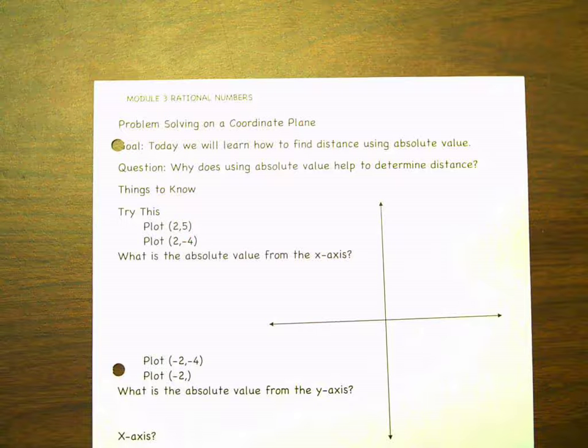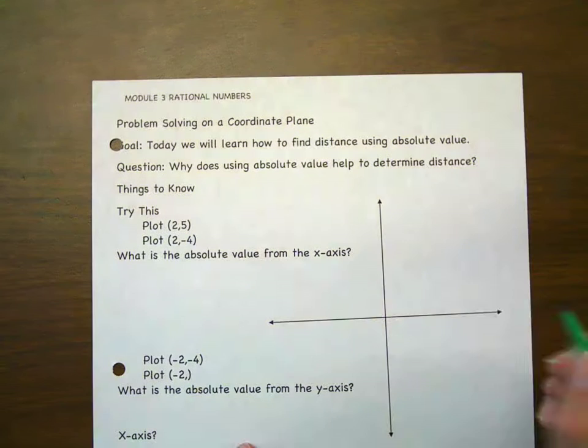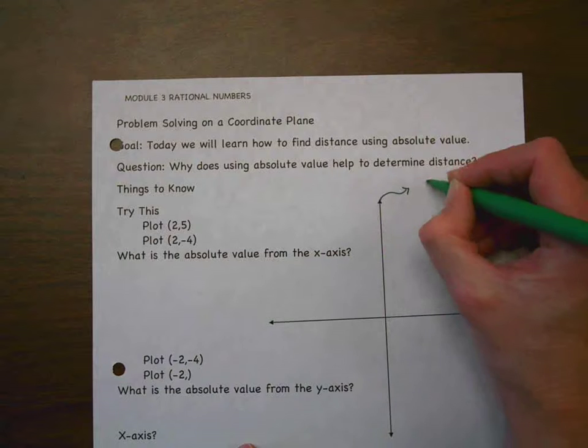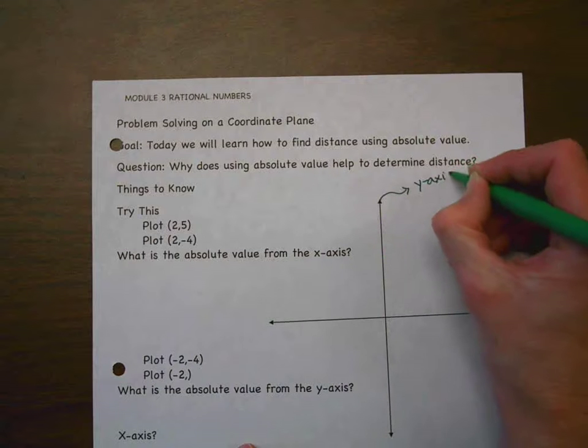If you remember, absolute value means that you're finding the distance between 0 and any number. Well, we can still do that by using a point on our graph and applying the same kind of information. So, to try it, let's see. Things to know, try this: plot (2, 5). So again, this right here is the x-axis, and this right here is the y-axis.